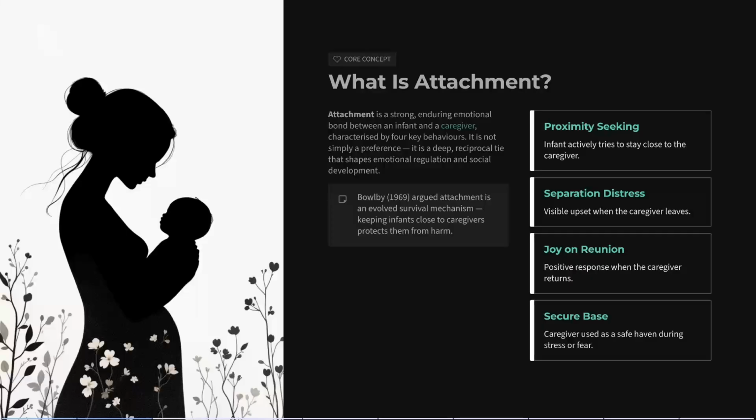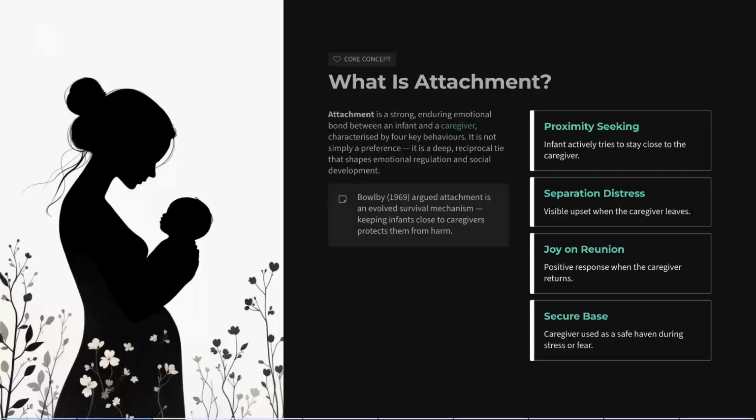This evolutionary argument explains why attachment behaviours are so universal. They appear in every human culture and in many non-human species. It also explains the intensity of separation distress. For a prehistoric infant, separation from the caregiver was genuinely dangerous.